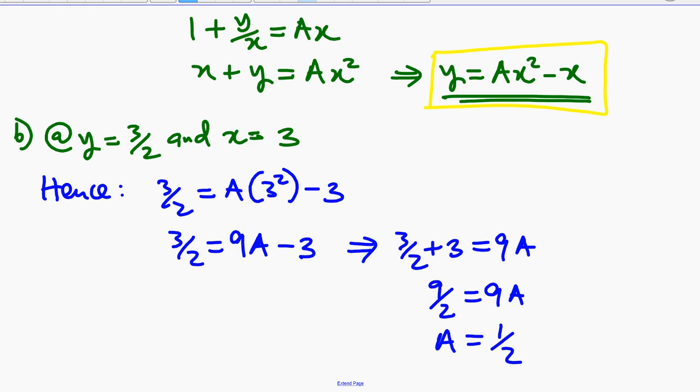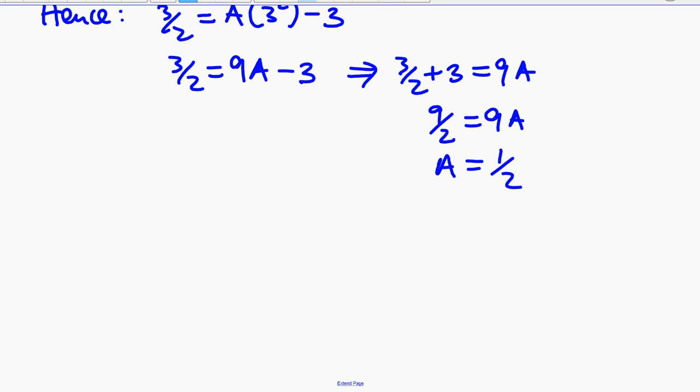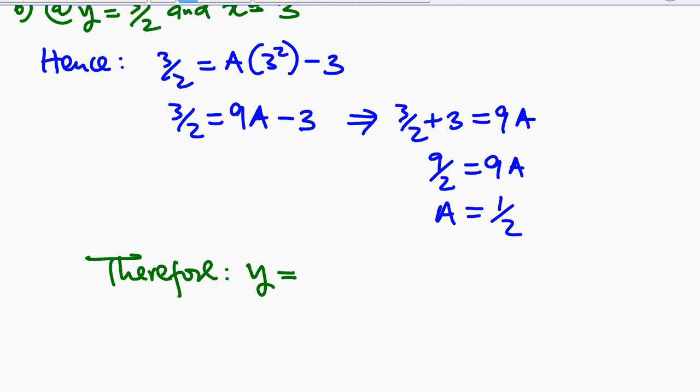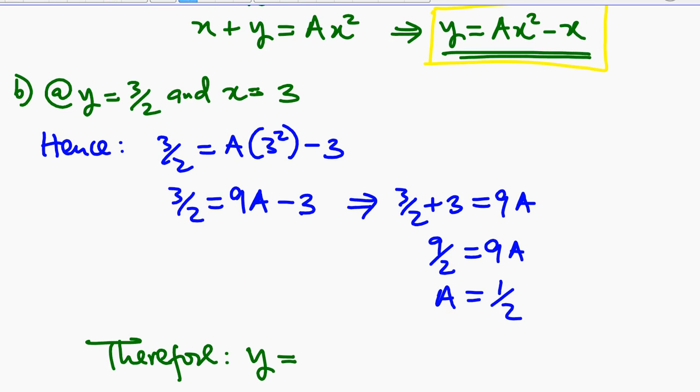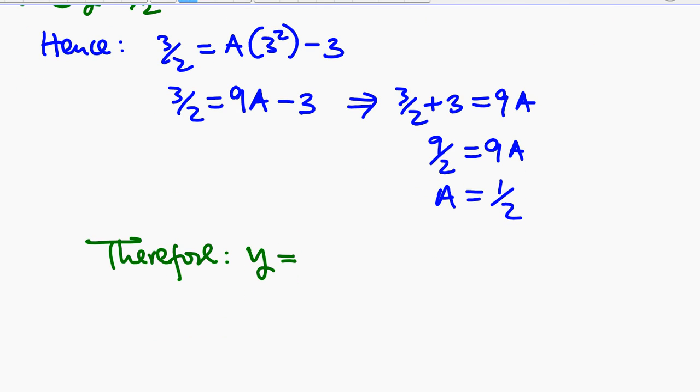So if a is equal to a half, it means that our equation will be, therefore, y will be equal to, now back to our general equation there, a is a half, so y equals a half x squared minus x.